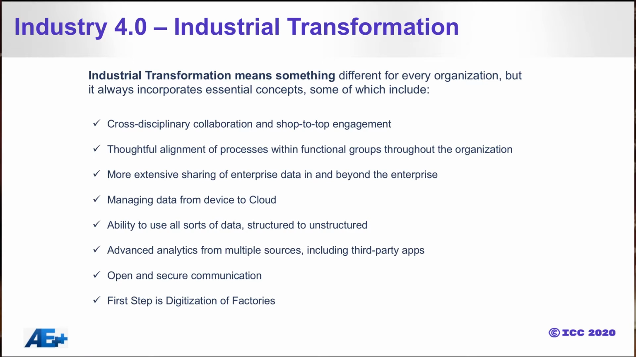Industrial transformation obviously means different things to different people and in different organizations, but it always incorporates essential concepts, some of which include cross-disciplinary collaboration and shop to top floor management or engagement, thoughtful alignment of processes with functional groups throughout the organization, more extensive sharing of enterprise data in and beyond the enterprise, managing data and devices from the cloud and to the cloud, ability to use all sorts of data, structured or unstructured, advanced analytics from multiple sources including third party apps, and open and secure communication.